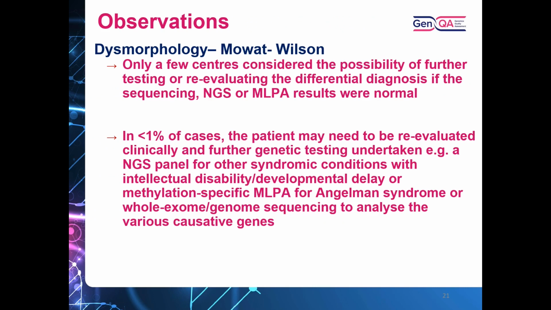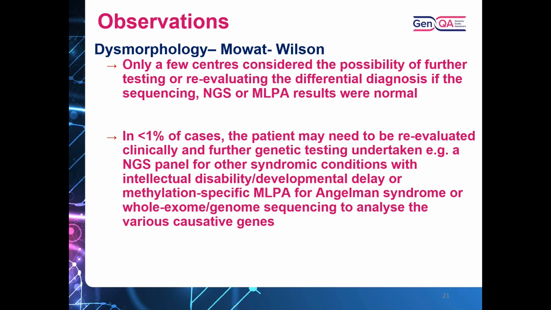The general observations for this case showed that only a few centres considered the possibility of further testing or re-evaluating the differential diagnosis if the sequencing, NGS or MLPA results were normal. This is probably because the child showed classical Mowat-Wilson syndrome. But in any clinical referral, you need to be aware of what to do when the diagnostic results come back normal. And in 1% of referrals, a patient may need to be re-evaluated clinically and further genetic testing undertaken.